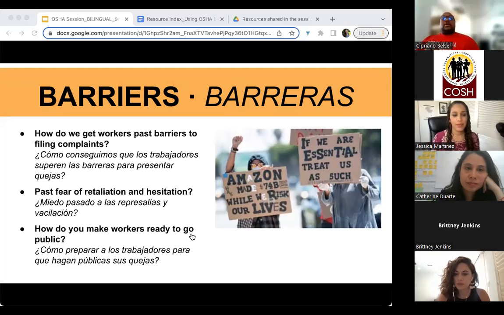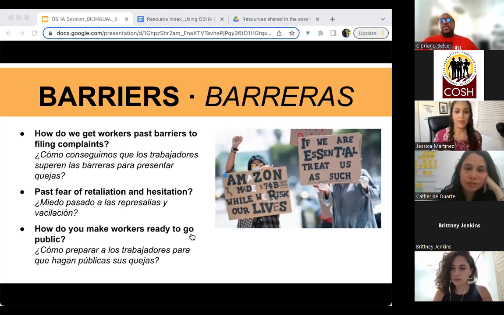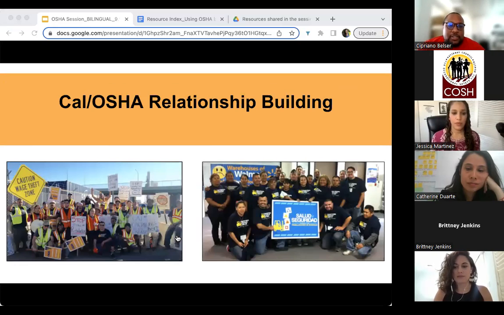So I think we're all pretty familiar, right? There are barriers to workers filing complaints with Cal OSHA, and building that kind of power. A lot of that comes from the fear of retaliation and hesitation to put their name on a complaint. And the next step after that is making sure that workers go public and put that pressure on employers. Some really effective ways we've found to help locally and move that forward is relationship building with worker organizations.